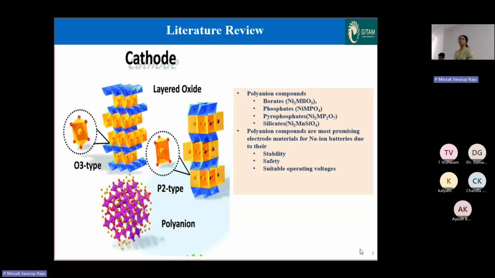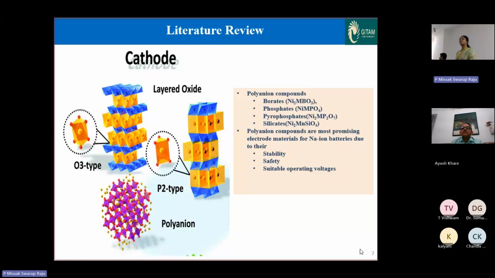So in the literature survey, chapter 2, there are different types of cathode materials. Three types of materials: P2 type, layered oxide materials, and polyanion materials. My work is related to the polyanion materials. Why the polyanion materials? There are different types of examples.